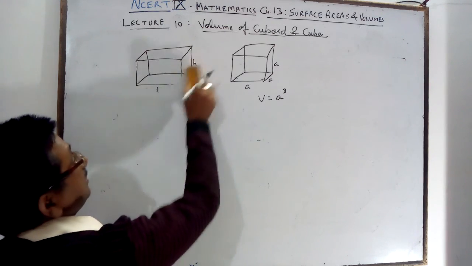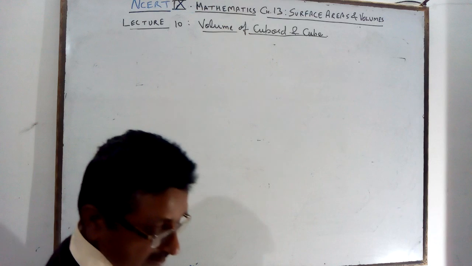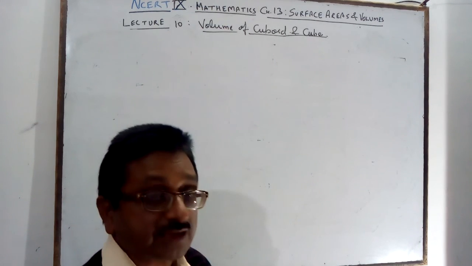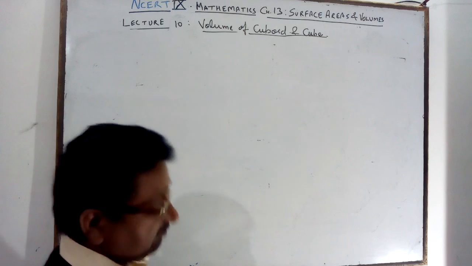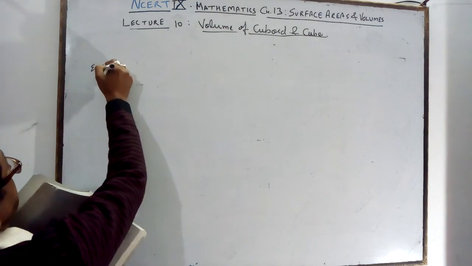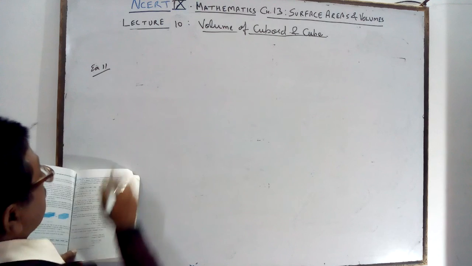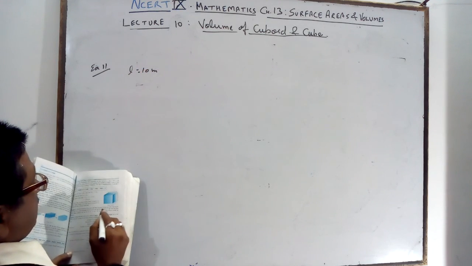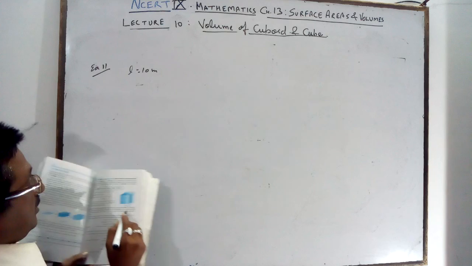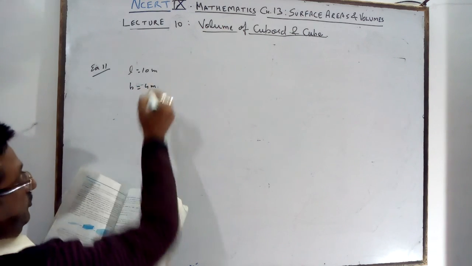It is a formula. You know that for the cuboid volume, many questions are given in the book based on the cuboid. In class 8 also you have finished it. Example 11 is given. A wall of length 10 meter was built across an open ground, and the height of the wall is 4 meter.